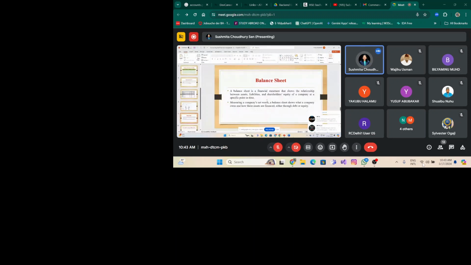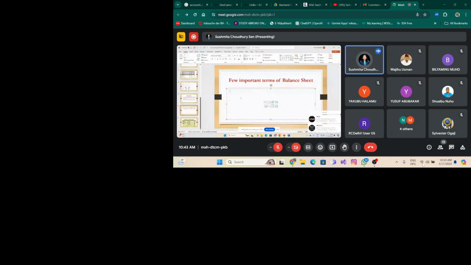Now, why is it important? Because by measuring the company's net worth, the balance sheet shows the picture of the financial position. So you would get to know how much debt the company is acquiring and how much equity the company will have. So for that, you need to prepare the balance sheet. And before preparing it, you need to know a few terms. All right, so here I am going to show you a specimen of the balance sheet at the beginning.